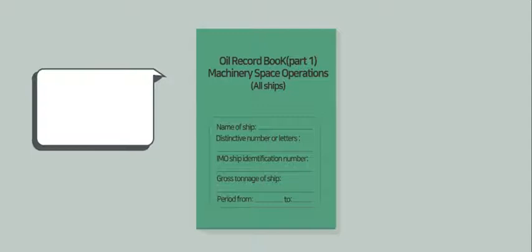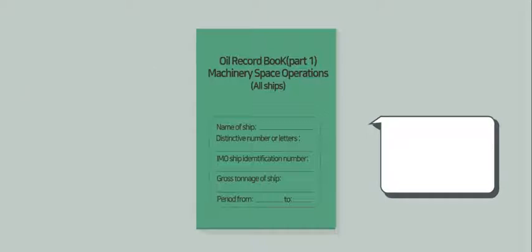From now on, we will learn how to record operations in the Oil Record Book Part 1 under MEPC.1/Circular.736/Rev.2. In the previous section, we looked at code C through E. In this volume, let's look at code F through I.